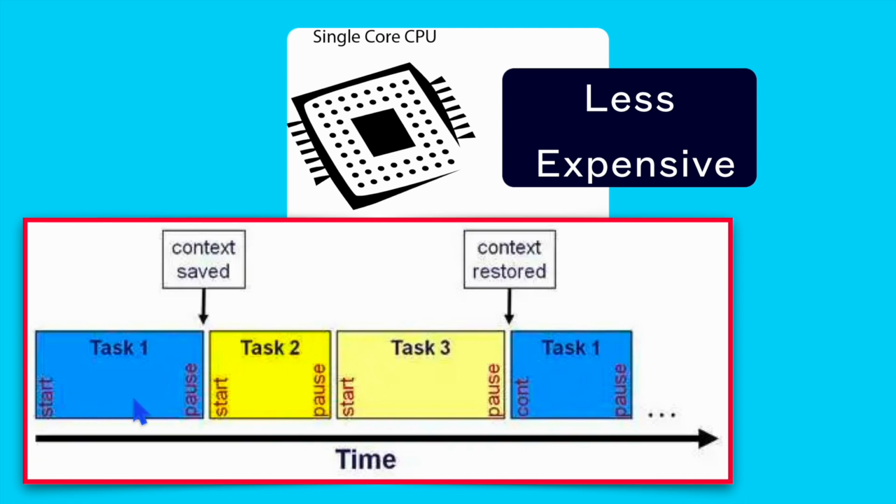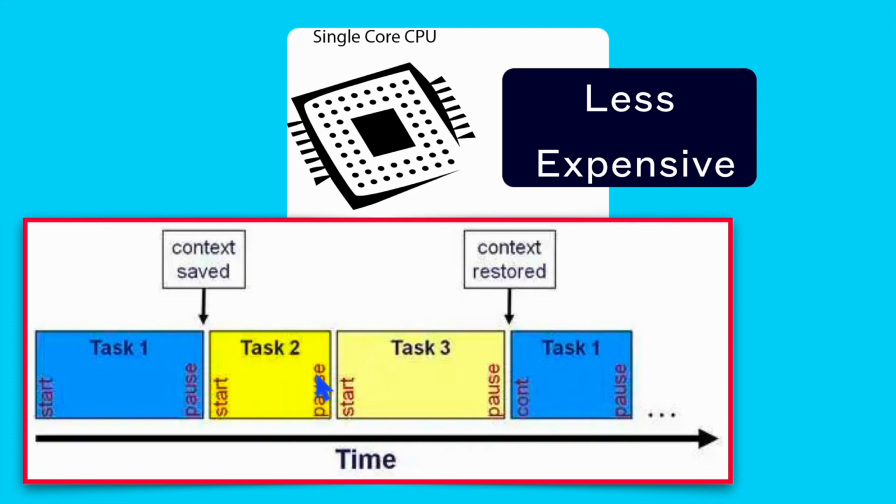Let's suppose this task 1 was executing first, and once a scheduler finds that another task is ready, let's say task 2, it will pause the execution for task 1 and it will save the context for it. That means it will save where the execution was happening for task 1. So that is called saving of context. So it is saving the context for task 1 before executing task 2.